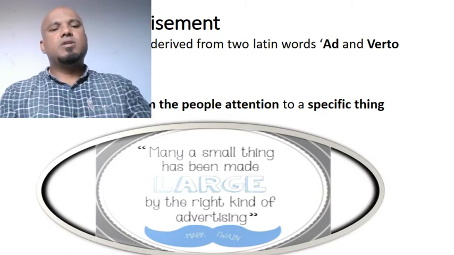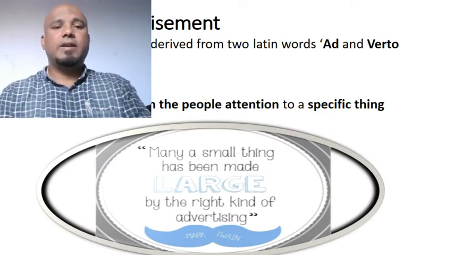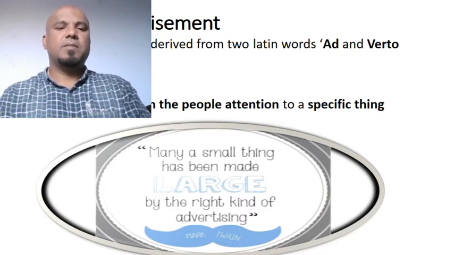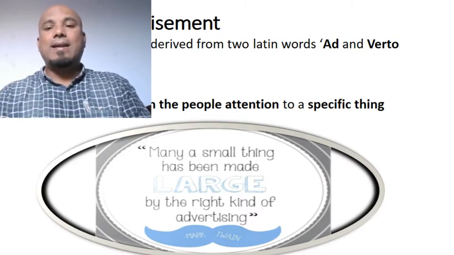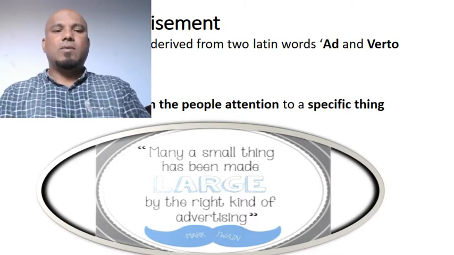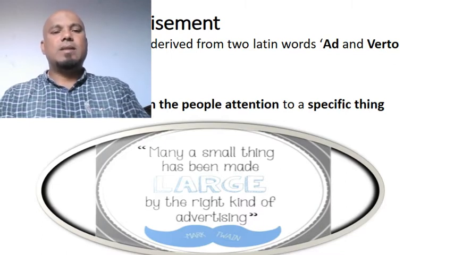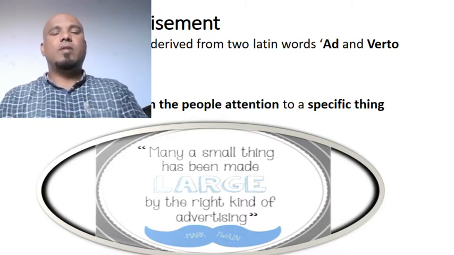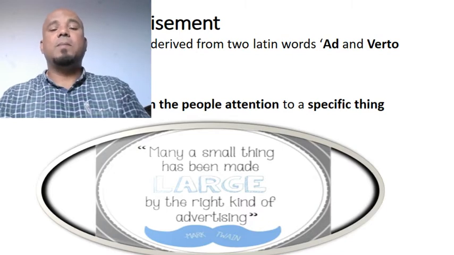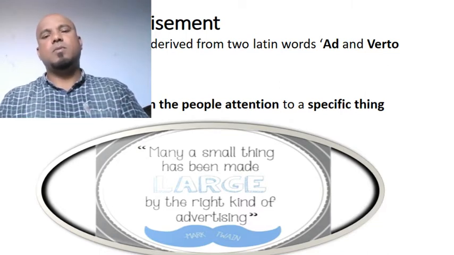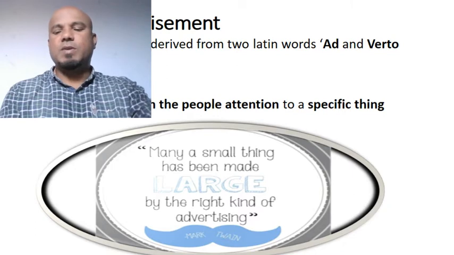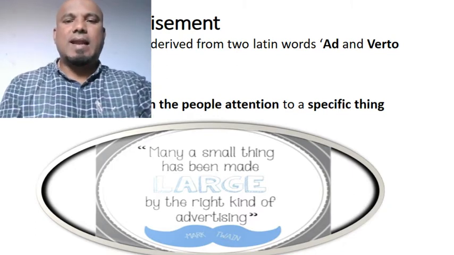So let me see the origin of advertisement, where it got derived and where the word advertisement has been taken from another word. The word advertisement is derived from the words ad and verto. Ad means to, verto means I turn. The literal meaning of advertisement is to turn the people's attention towards a specific thing. That means getting the interest of the audience or the viewers towards your product is what you can call advertisement. This is a Latin word which we have taken.